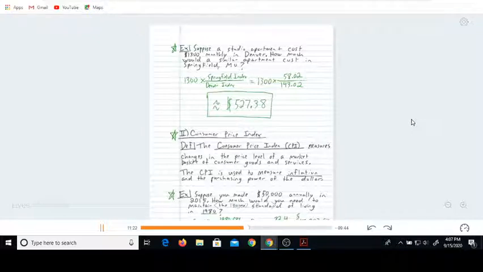$17,383.97. So in other words, a $50,000 salary in 2015 is similar or is the same standard of living as a $17,000 salary in 1980. So this really tracks the purchasing power of the dollar.